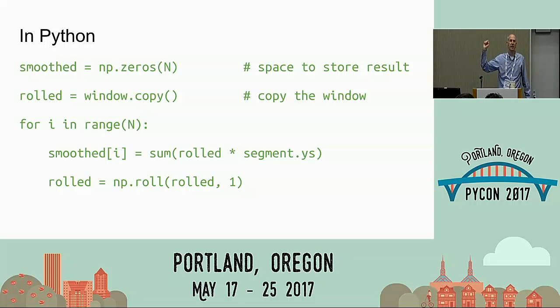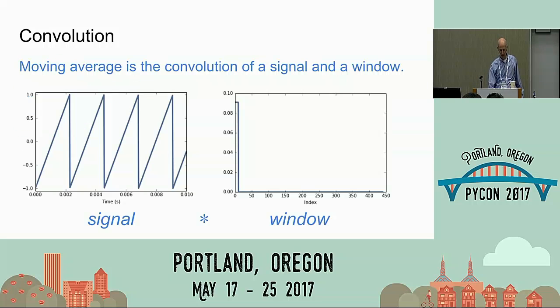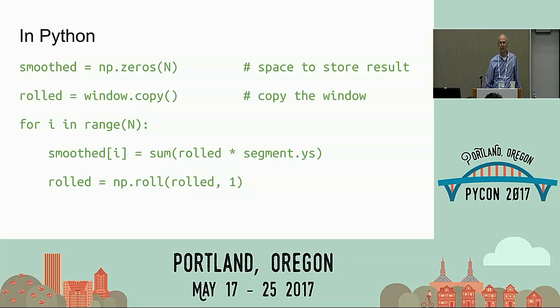So smoothed is a NumPy array where I'm going to put the result of the convolution. And rolled is going to be a copy of the window. So I'm going to start with that window on the right. Each time I apply the roll operation, it's going to shift the window 1 cell to the right. And then inside the loop, I'm going to multiply them together. That's the rolled times segment.ys. The ys, that's the waveform. And then add them up, that's the sum. Does that make sense in terms of code?